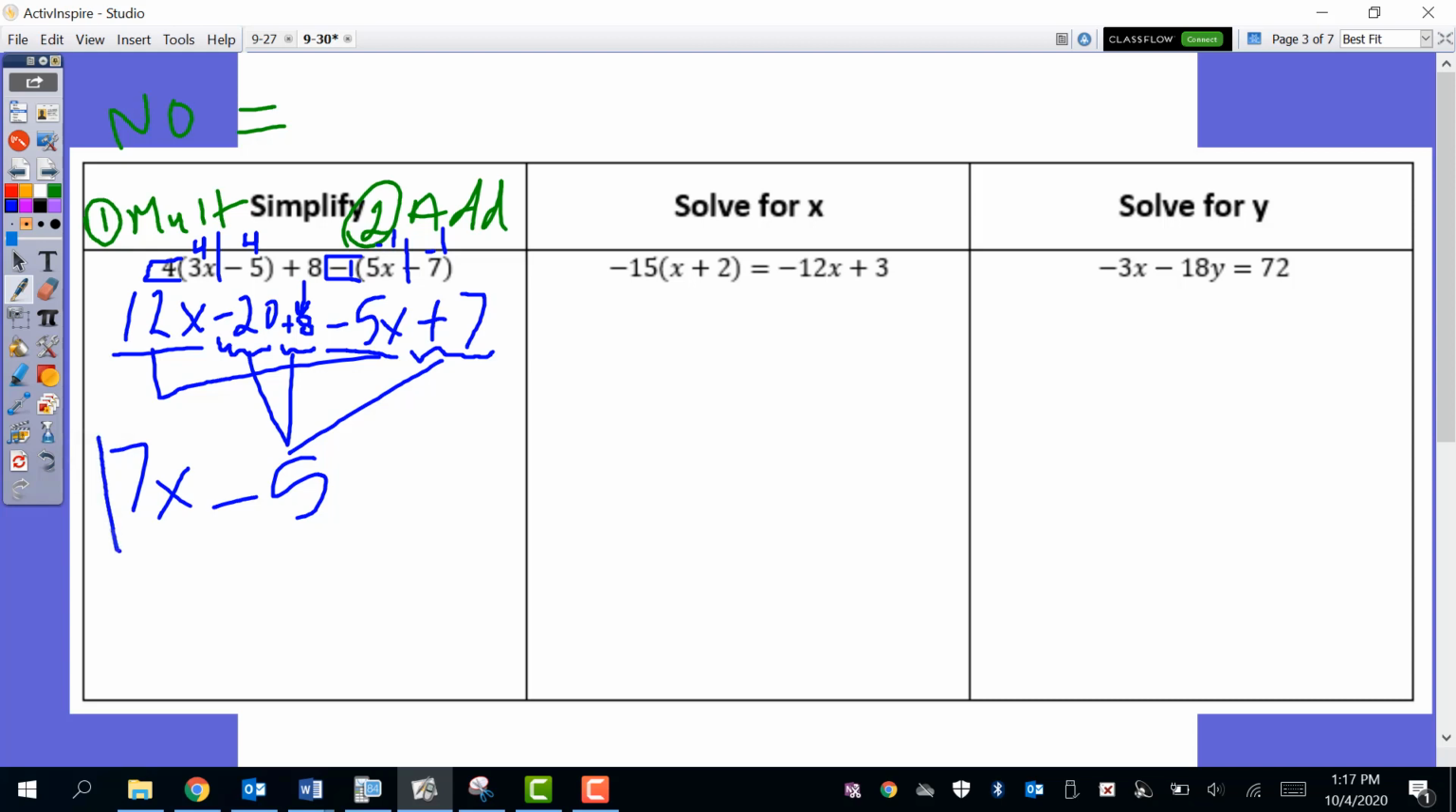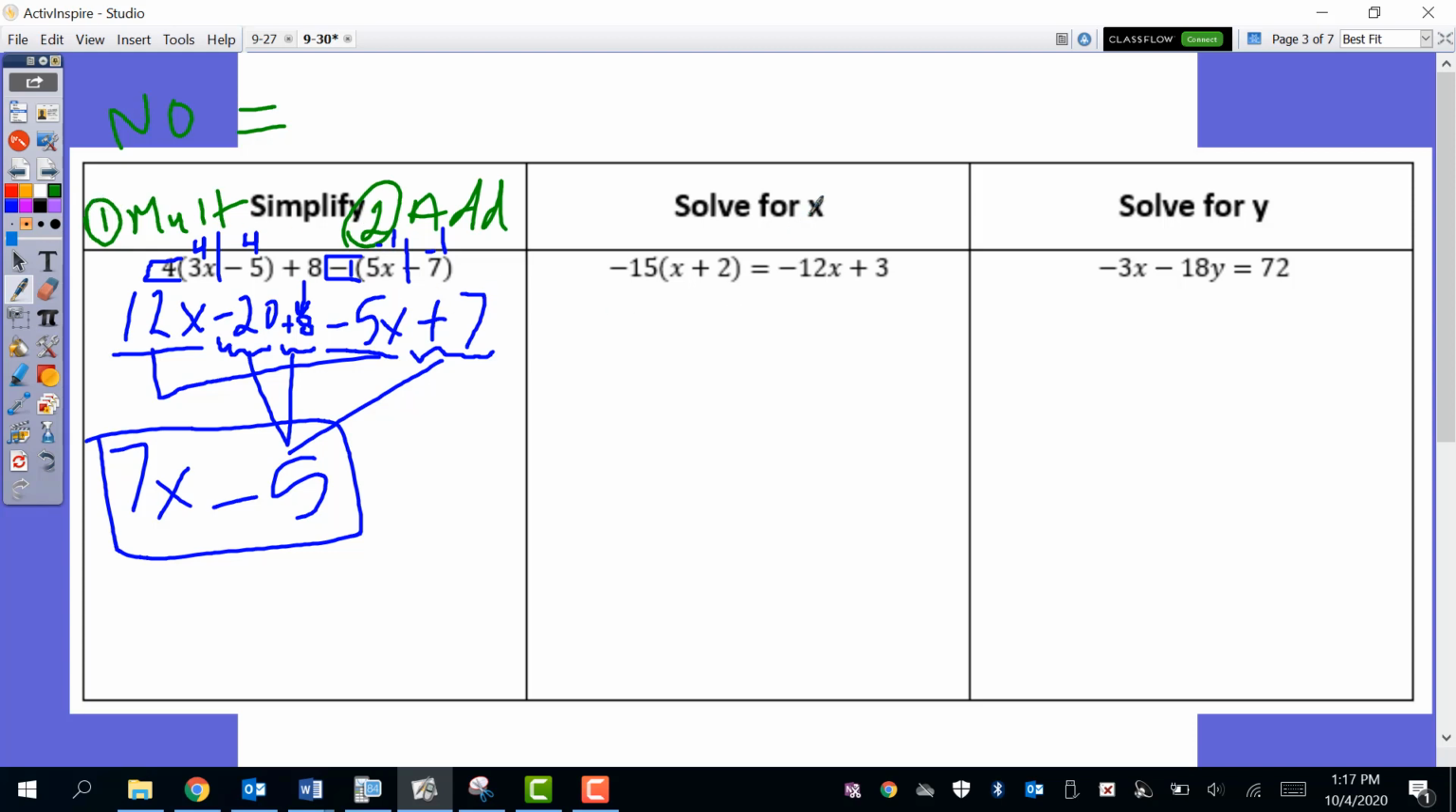And then this is my answer. This is what my answer should look like. Okay, because I'm not actually solving for x and getting a number. So then it should just be like something with x and then some naked number. Okay. All right, so that was just simplifying when you're just distributing.